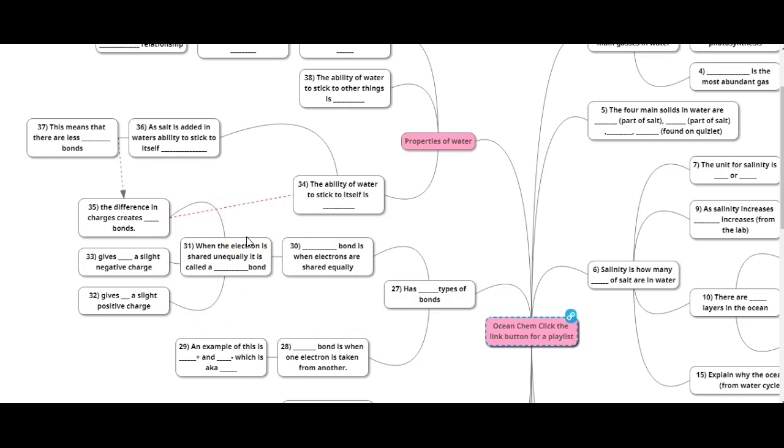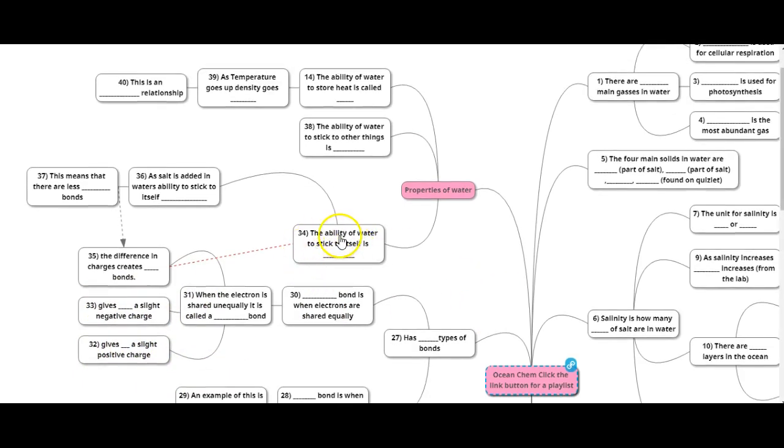Now when electrons are shared, but they're shared unequally, we call that a polar covalent bond. So this one is a polar covalent bond. The polar covalent bond will lead to the hydrogen bond. So this gives oxygen a slight negative charge, a hydrogen a slight positive charge. Look at the diagrams inside of your notebook.